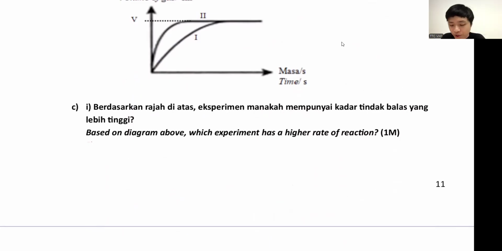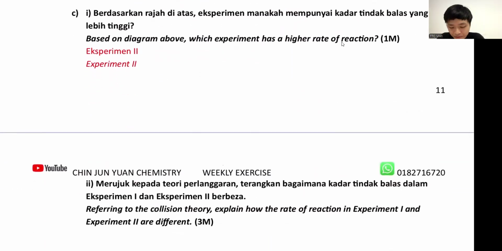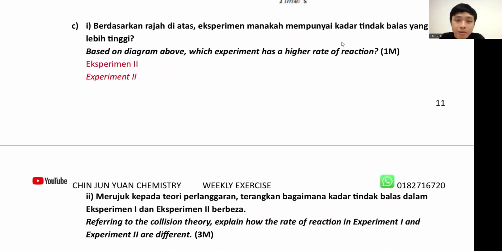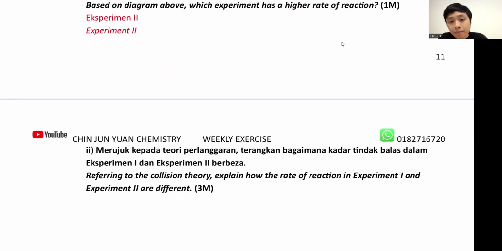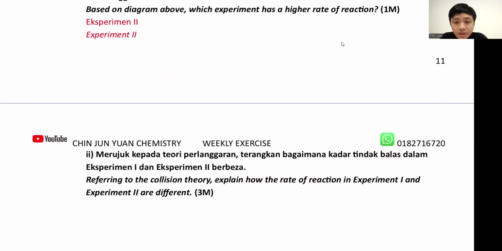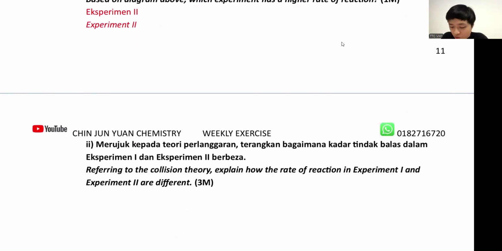Based on the diagram above, which experiment has a higher reaction? Of course, just now we already did, which is the second one. Of course, they also explain either in structural question or essay question. But normally structural question contain like 2 to 3 marks if they ask for explanation. So how the reaction in experiment 1 and 2 different?